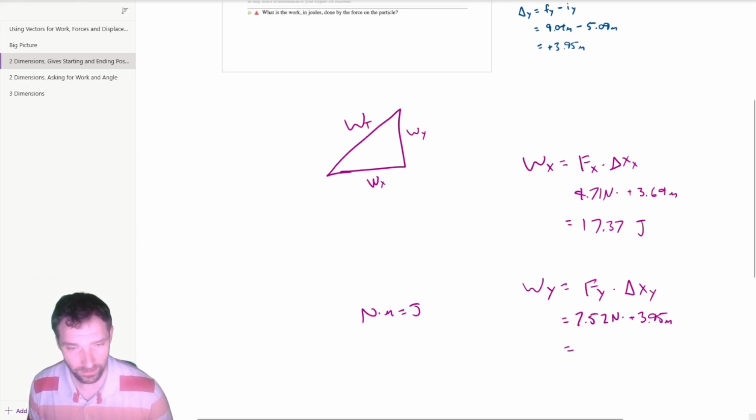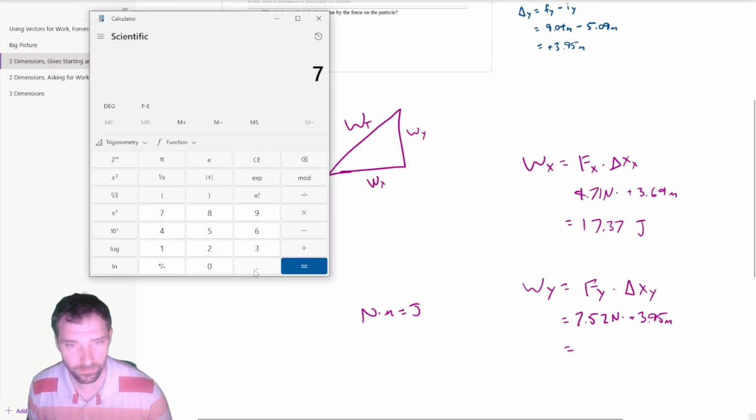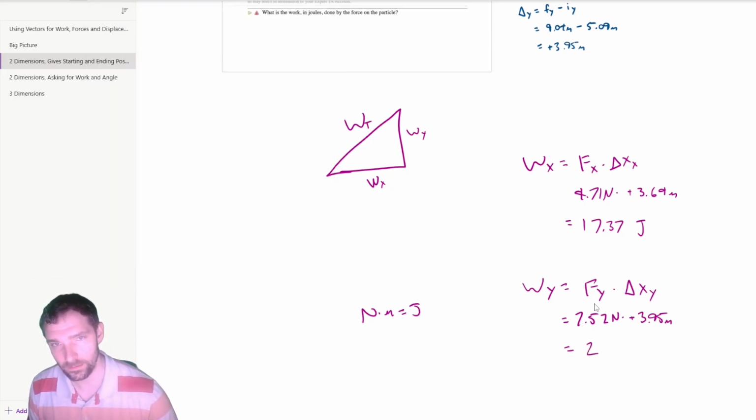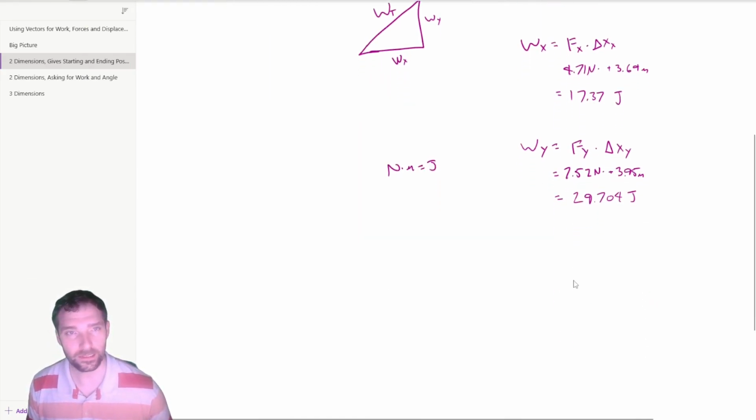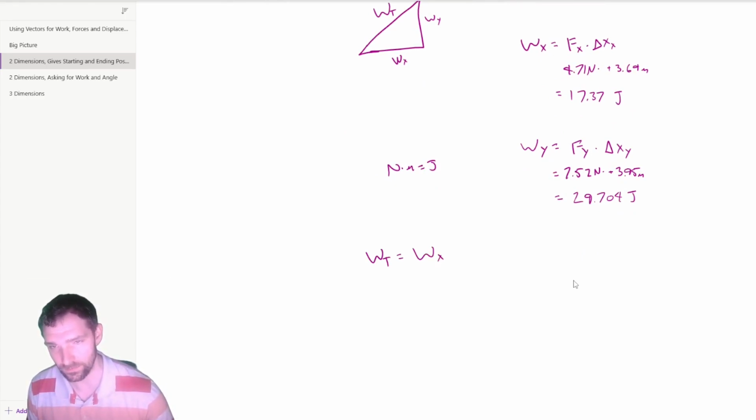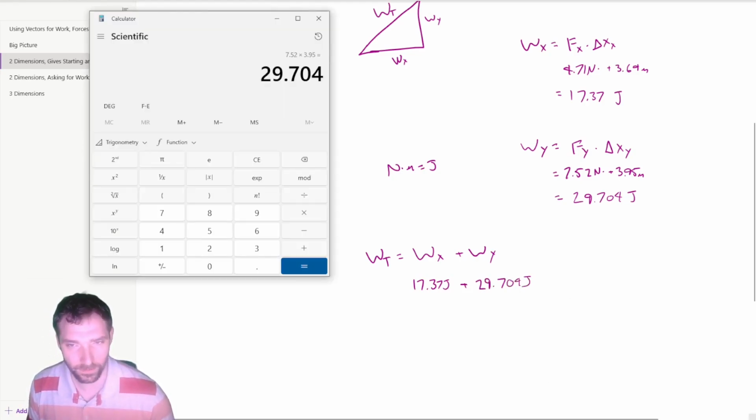So if we do that, 7.52 times 3.95, we get 29.704 joules. And so we've got the work in the x-axis and the work in the y-axis. If we want to get the work total, then you just add up those two different values. And it's pretty easy at this point. So we just add up our two numbers there.